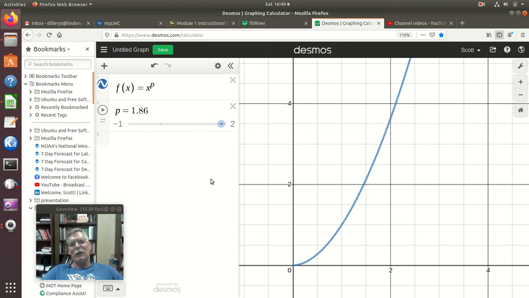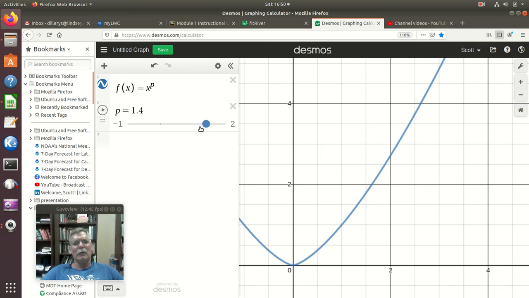So that's between 1 and... well, it's greater than 1, right? Anything greater than 1, it will be bowed up like this. We will soon be calling this concave up. So, that's what we get whenever p is greater than 1. If p equals 1, we get the straight line.